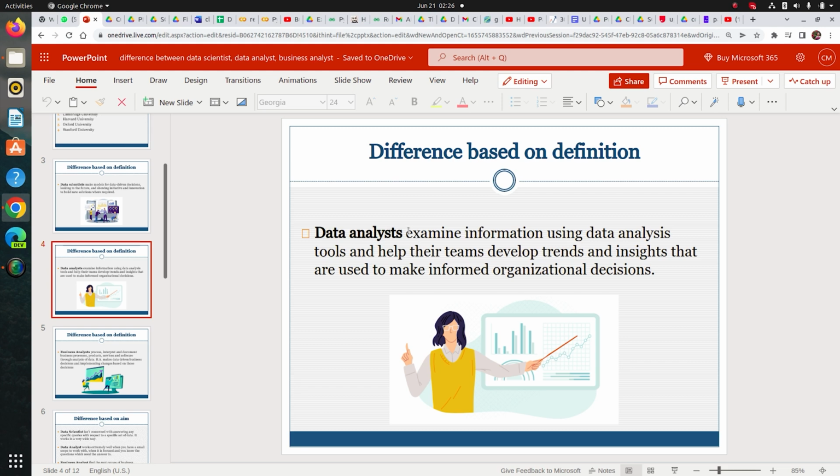So the main role of a data analyst is not building models. Its role is to first check data according to the business requirement. And when the data is according to business requirement, it works on the data to get important insights, trends, create reports, and send them to the business analyst to make decisions according to the requirement.